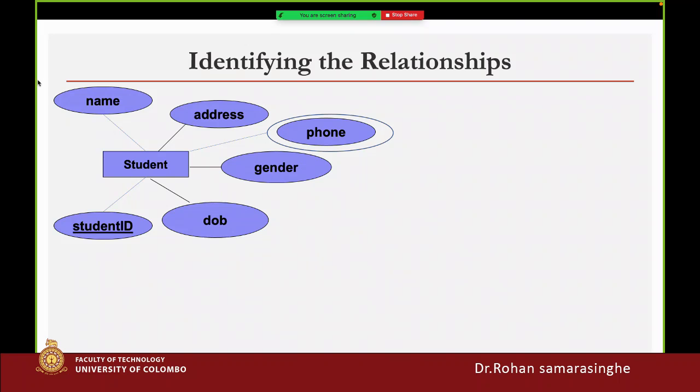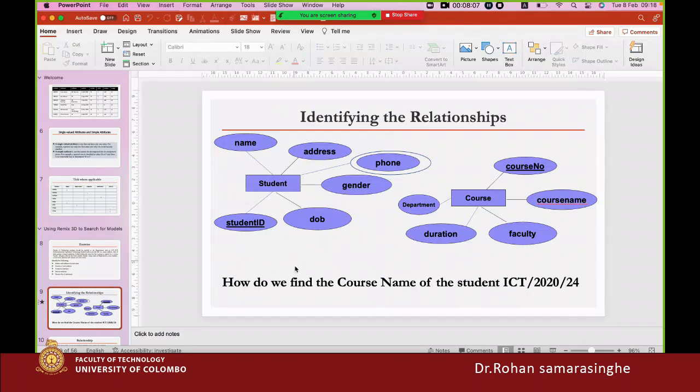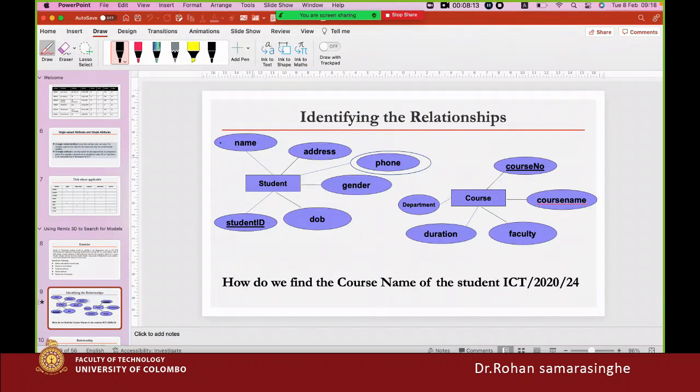If you want, you can convert this one also as multi-valued attributes. Here, this one, name also: first name, middle name, and given surname. And address also, you can have the multi-valued attributes if you want.